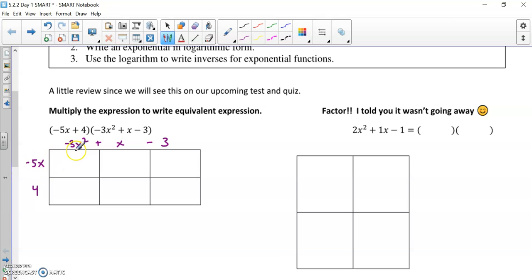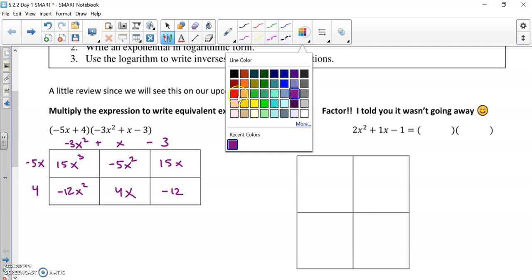So negative 5x times negative 3x squared, that's going to be a 15x cubed. These two, negative 5x times x is negative 5x squared. Negative 3 times negative 5x is 15x. Negative 3x squared times 4 is negative 12x squared. X times 4 is 4x. Negative 3 times 4 is negative 12.